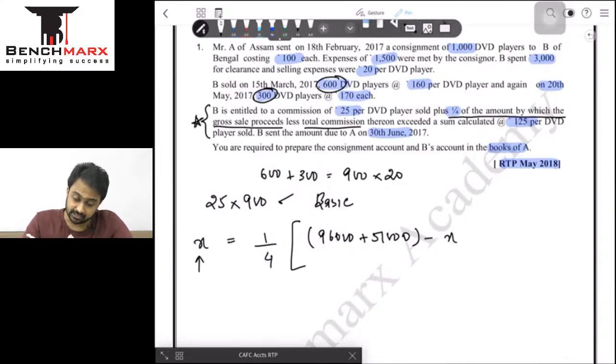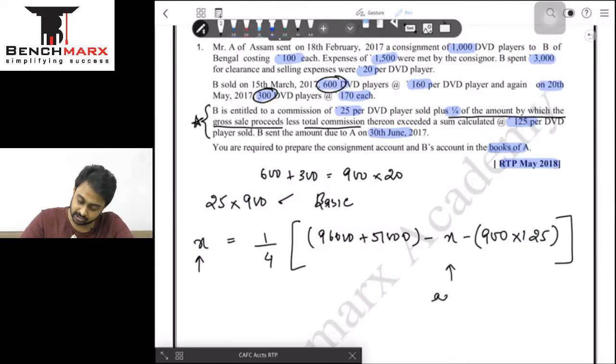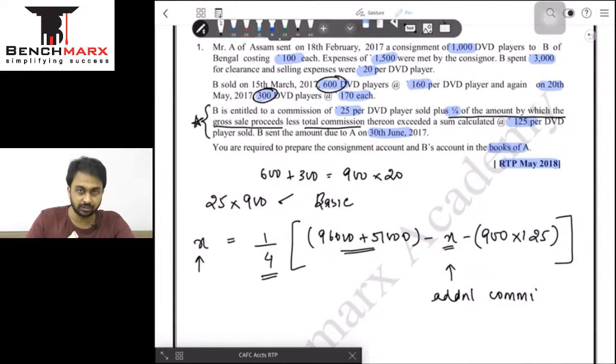Thereon exceeded a sum at 125 per DVD sold, again minus 900 into 125. This entire thing is the additional commission. It is 1/4 of the amount by which the gross sale proceeds exceeded the total commission, and an amount which is 900 into 125. I will have all numbers on one side, x being unknown on the other side, and I will solve the equation to get the value of x.